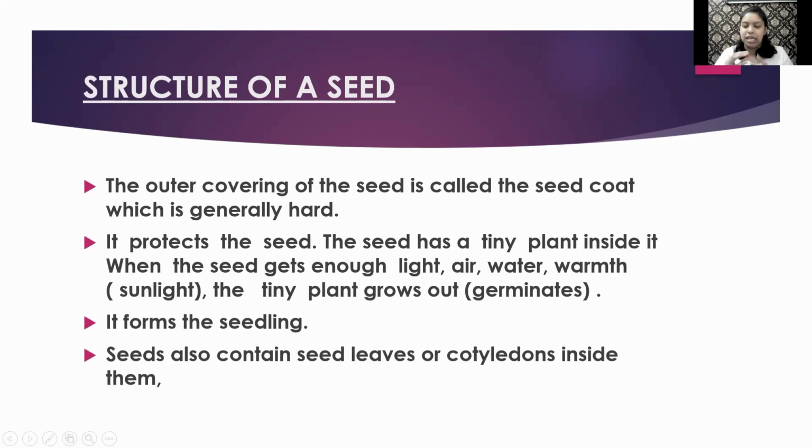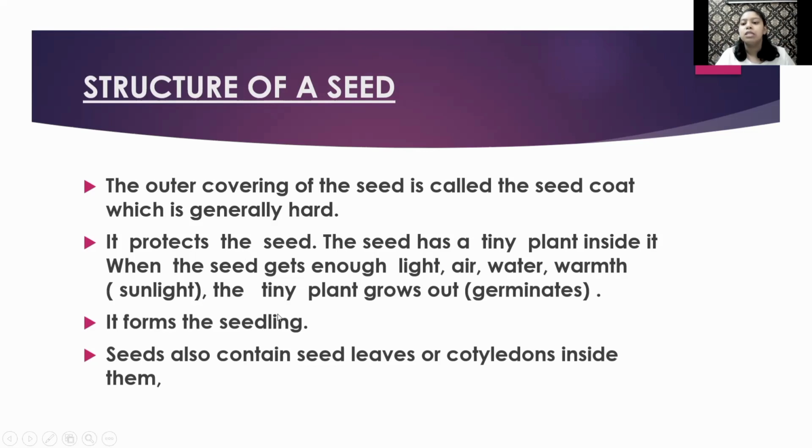So all of us have seen a seed. If you see the outer covering of the seed, it has a coat, and this is known as the seed coat, and it is very hard. It protects the seed. The seed has a tiny plant inside it. So when the seed gets enough light, air, water, and warmth from the sunlight, the tiny plant grows out and germinates. Like I just said, when the seed receives water, air, sunlight, and warmth, they begin to grow.